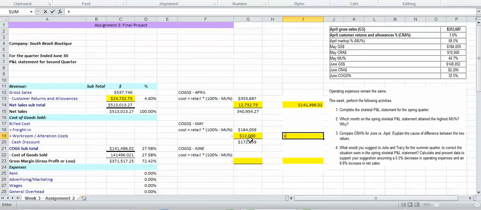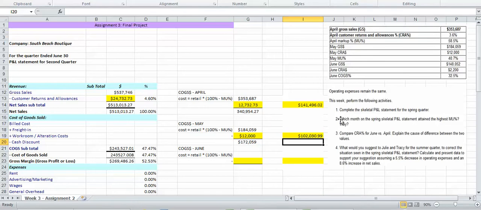So 172. We're going to multiply that by 100%. What do we have in the problem? May is 40.7%. So 40.7%. Don't forget the percent symbol. And I get 102,030.99. So try that with June.